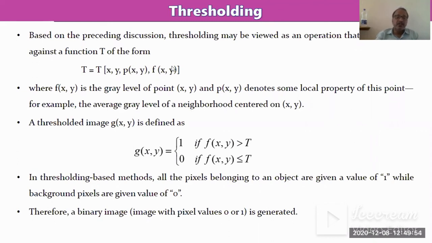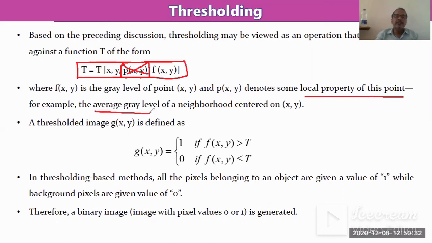This representation shows the thresholding concept, and in this part the value p(x,y) is optional. If we consider local processing, then we consider this value. If we consider global processing, this will be deleted. Where f(x,y) is the gray level point at (x,y), p(x,y) denotes some local property of this point. For example, we can consider the average gray level value of the neighborhood centered on (x,y).